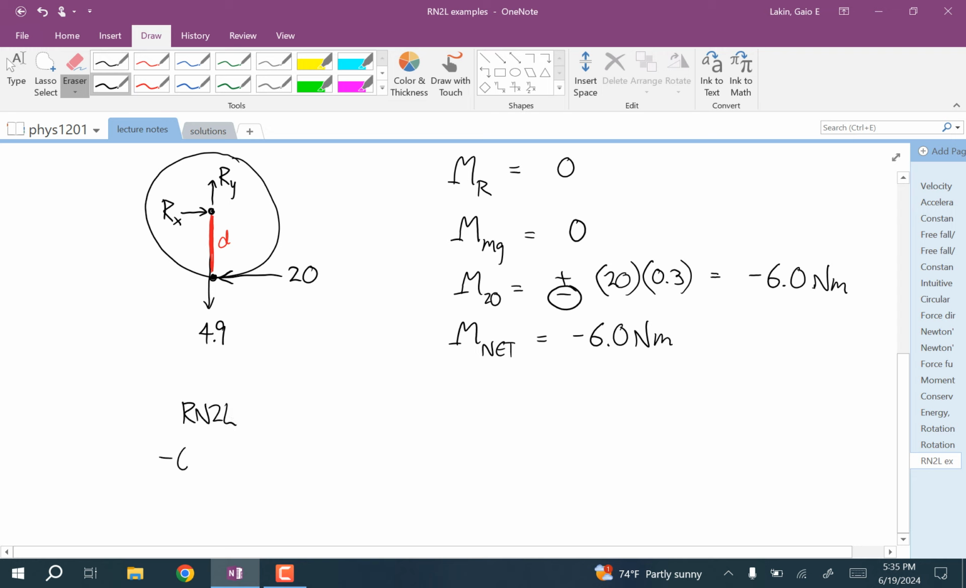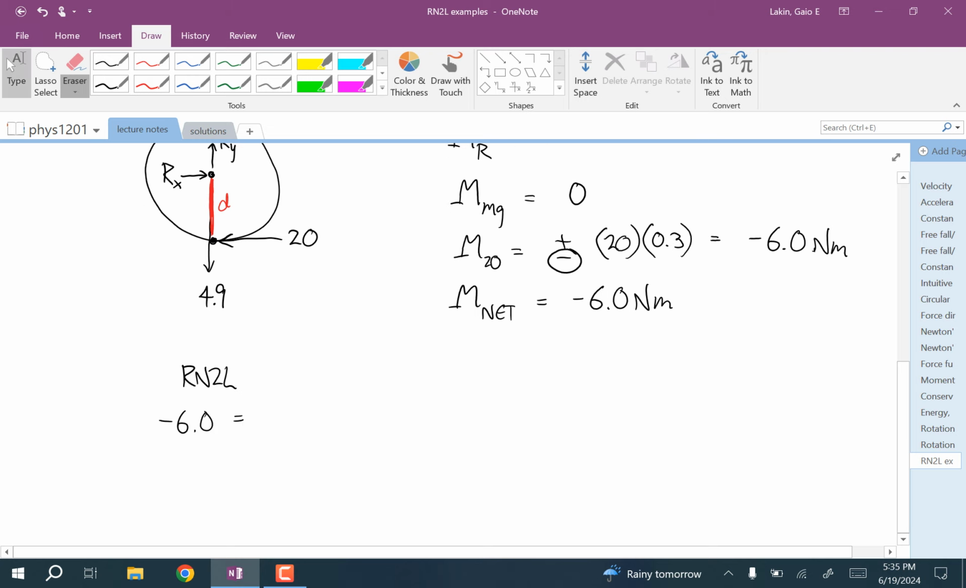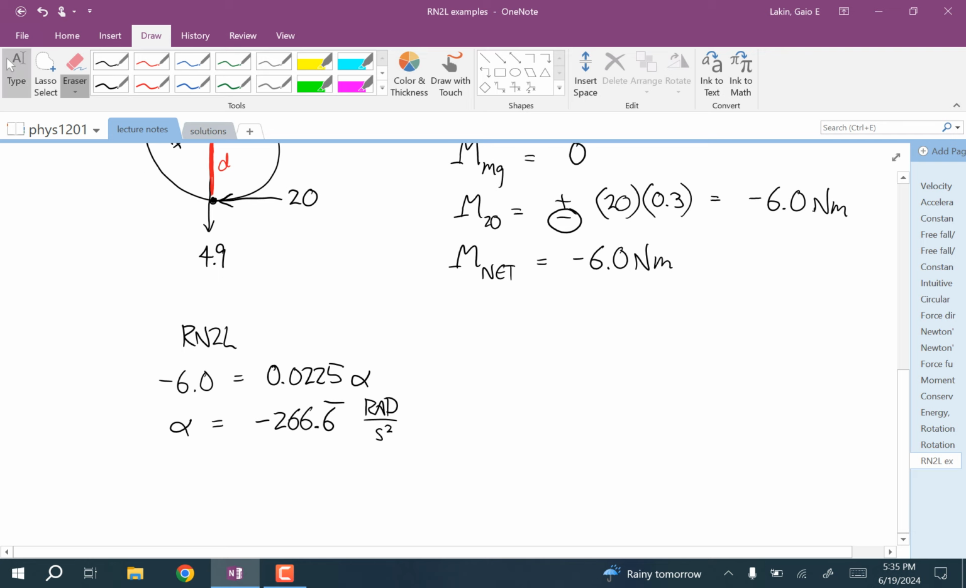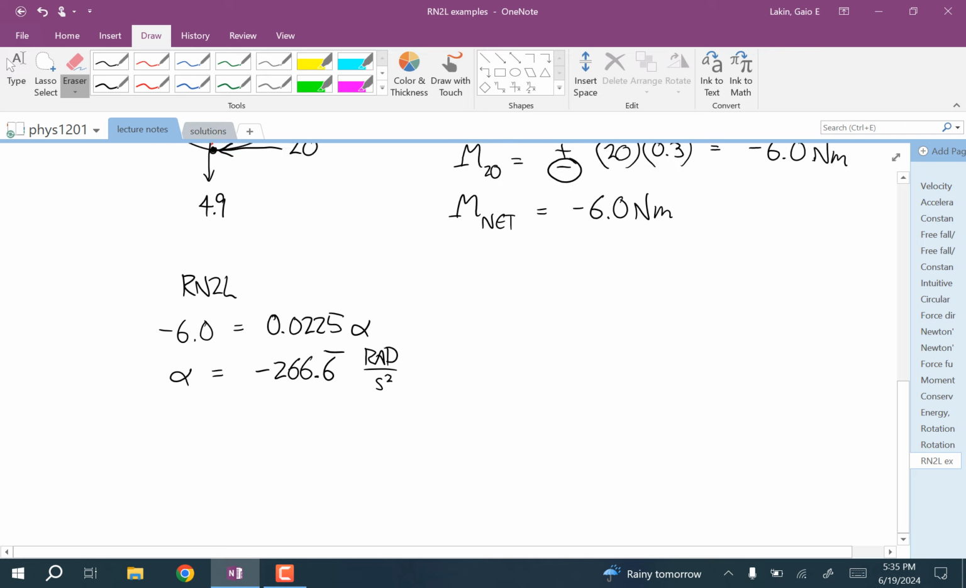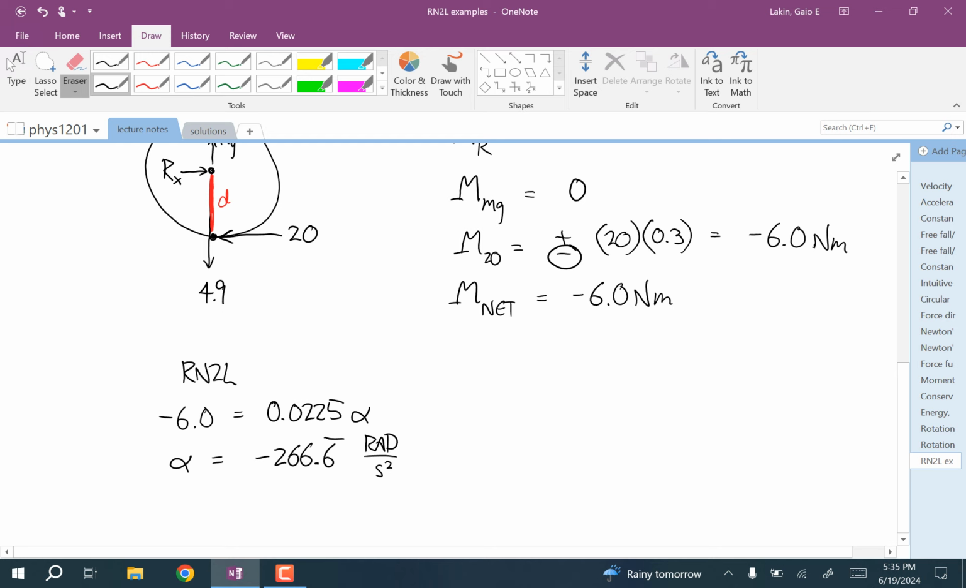And now we have everything we need to put this into rotational Newton's second law. The net torque is equal to the moment of inertia times the angular acceleration. And so the angular acceleration is negative 266.6 repeating, and that's in radians per second squared. Okay, so now we figured out the angular acceleration.